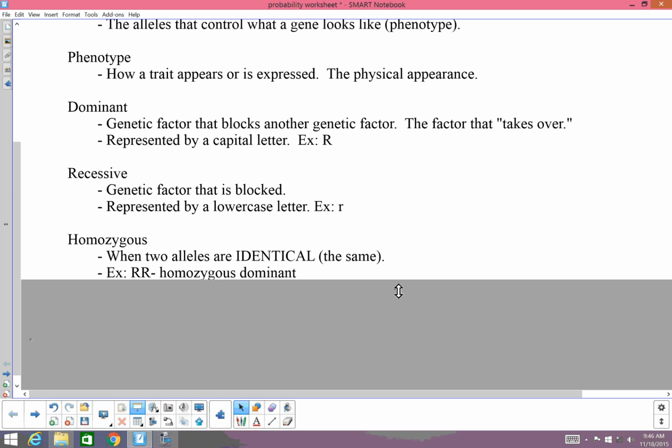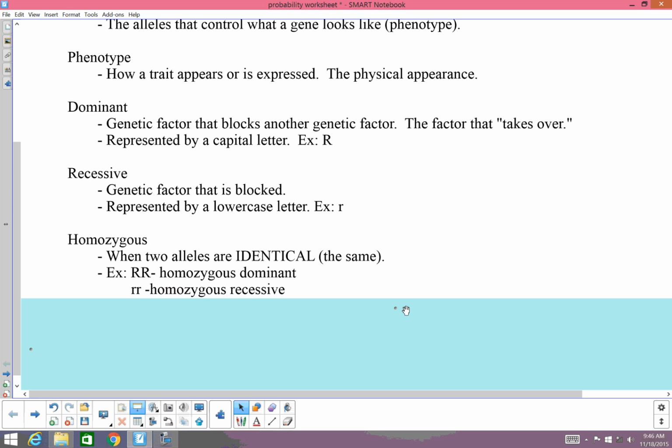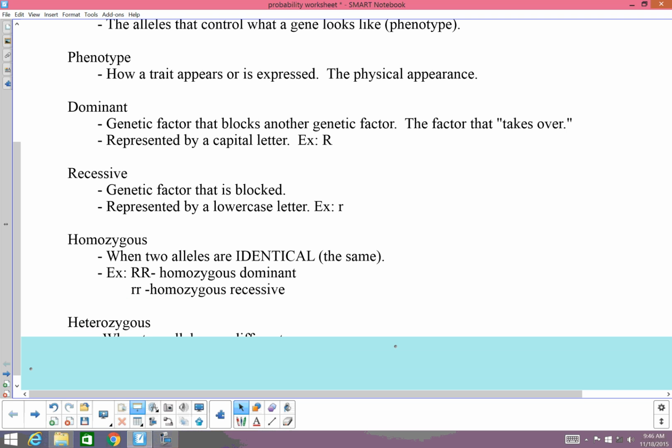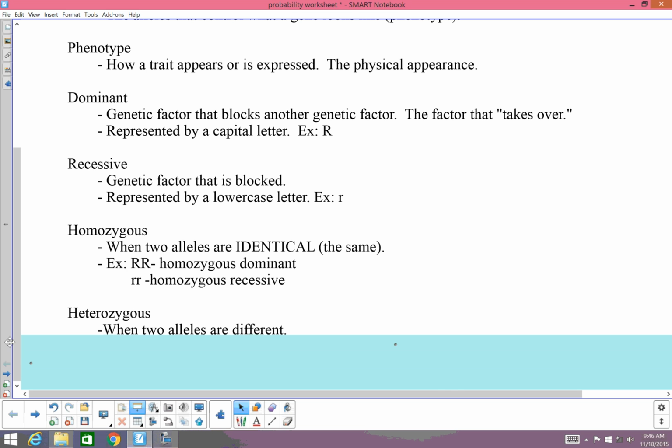Now, for homozygous, there are 2 different possibilities. We have homozygous dominant. That means that we have 2 dominant alleles together, or in this case, 2 capital letters. Or homozygous recessive, which is when we have 2 recessive alleles together, or if I'm talking about letters, 2 lowercase letters. And then there's heterozygous. Heterozygous refers to when you have 2 different alleles, and there's only one possibility, a capital letter and a lowercase letter. Okay, I'm going to keep moving. If you need to write any of this down, hit pause.